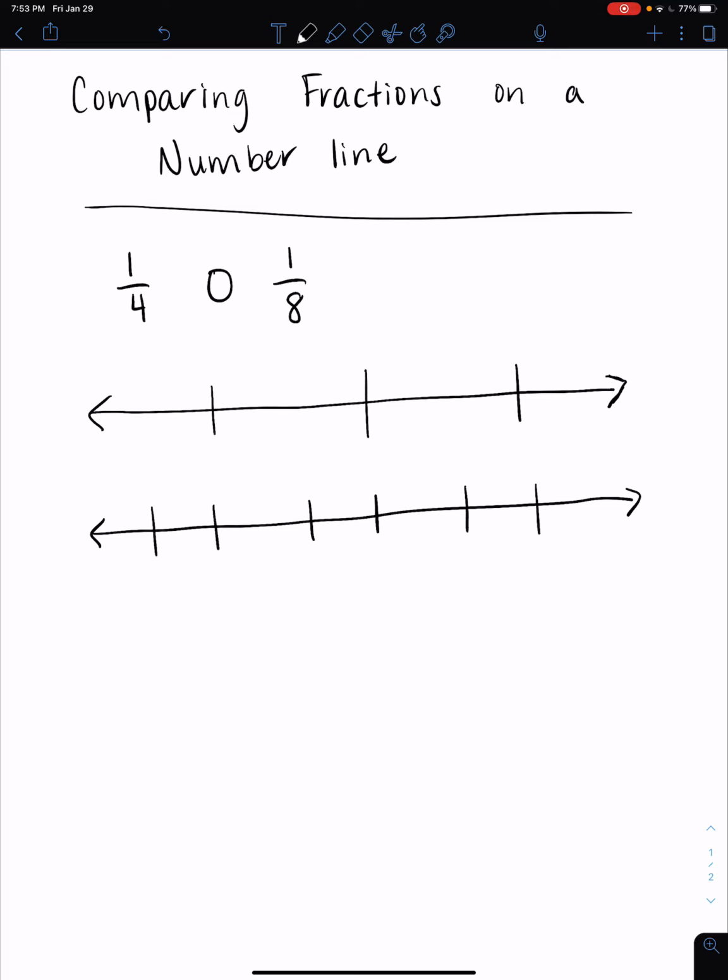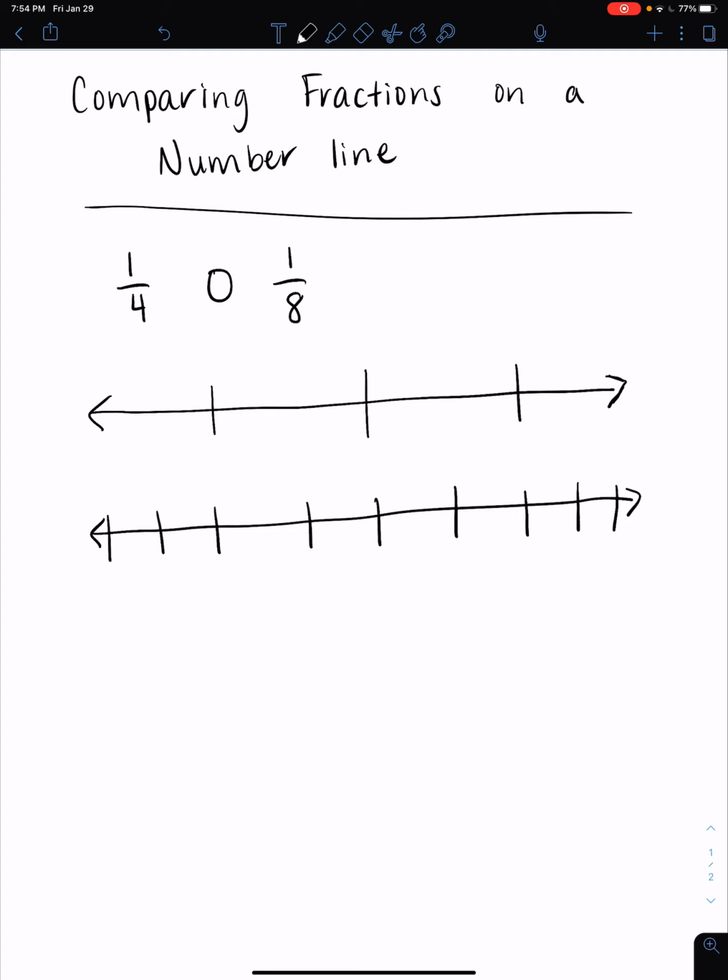And we have 1, 2, 3, 4, 5, 6, 7, 8. Hang on, I didn't quite get that equal. Alright, there we go. So I have 1/8 and I have 1/4.